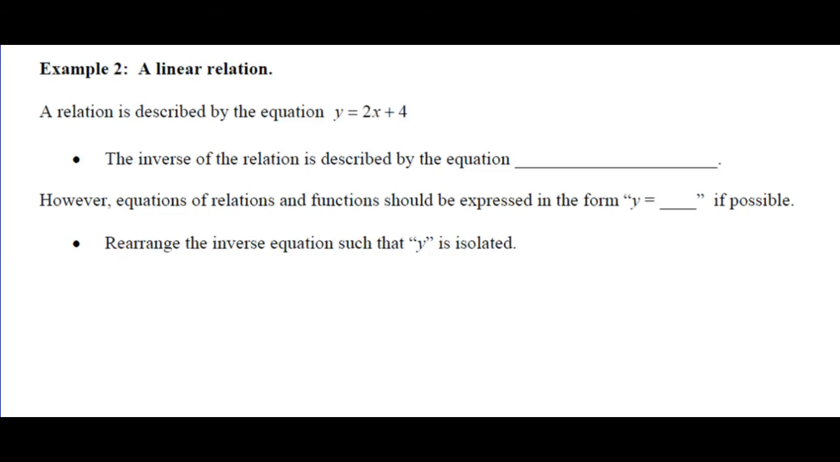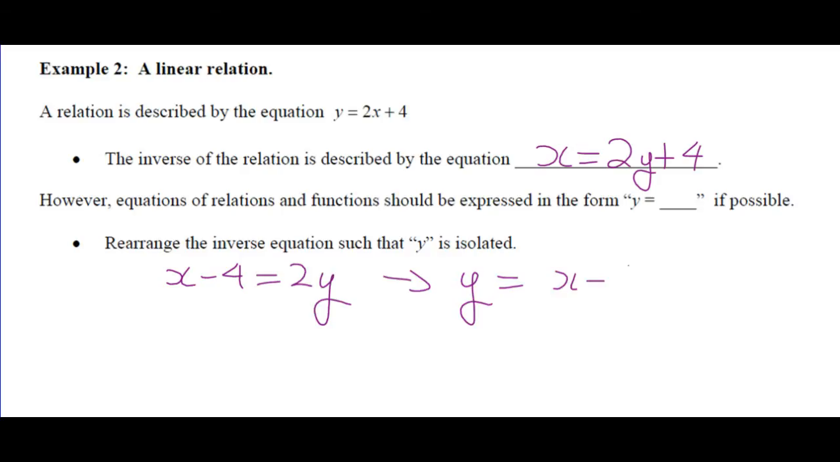A linear relation is described by the equation y equals 2x plus 4. The inverse is described by x equals 2y plus 4. Again, you interchange x and y. However, equations of relations and functions should be expressed in the form y equals, if possible. So this is going to become x minus 4 equals 2y, which becomes y equals (x minus 4) over 2.